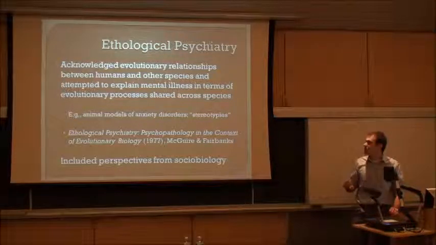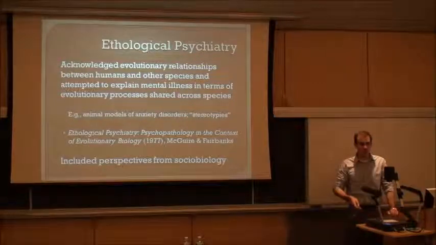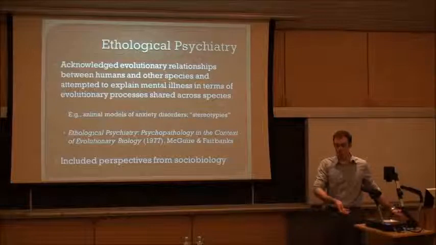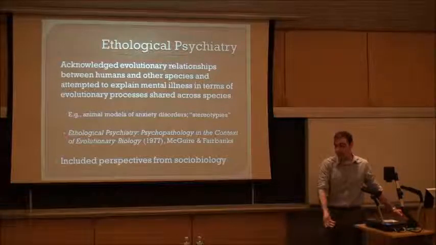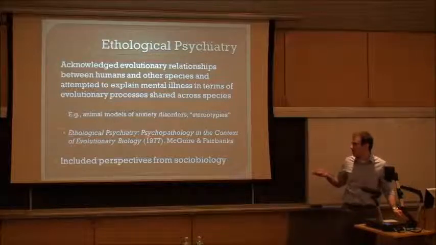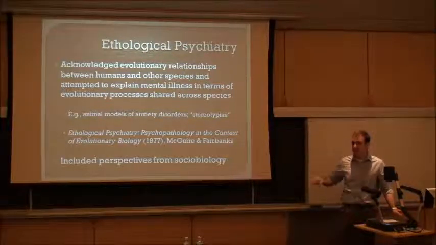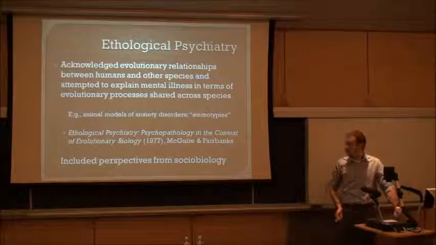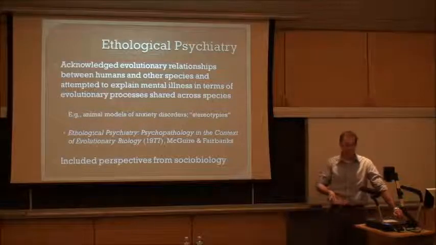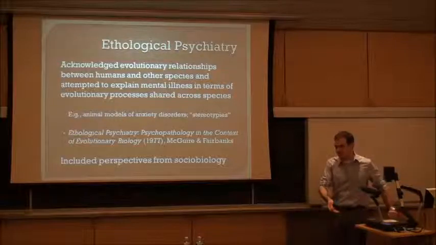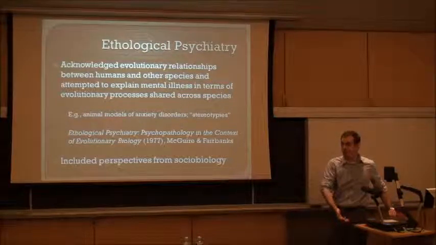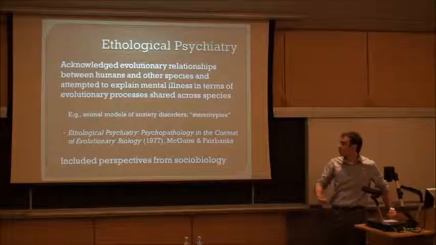this was like the 70s, ethological psychiatry. It was the first real attempt to apply evolutionary thinking to the realm of psychiatry or clinical psychology. This was the book that was the main statement of that movement, called Ethological Psychiatry. The idea was you take ethology, which is the study of natural animal behavior, and evolution is implicit in ethology, and you look at humans the same way in a clinical setting.